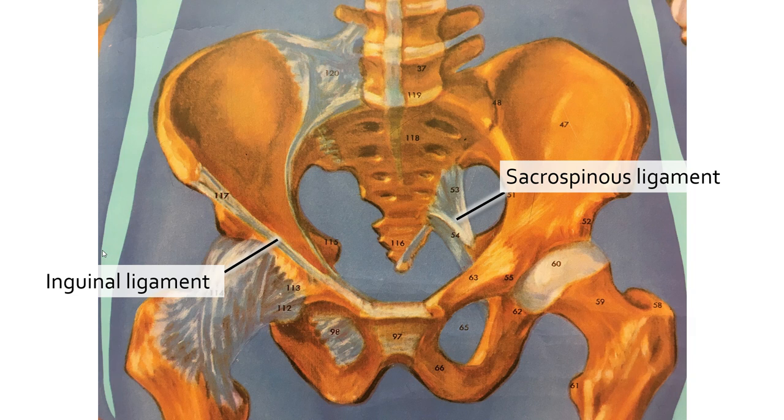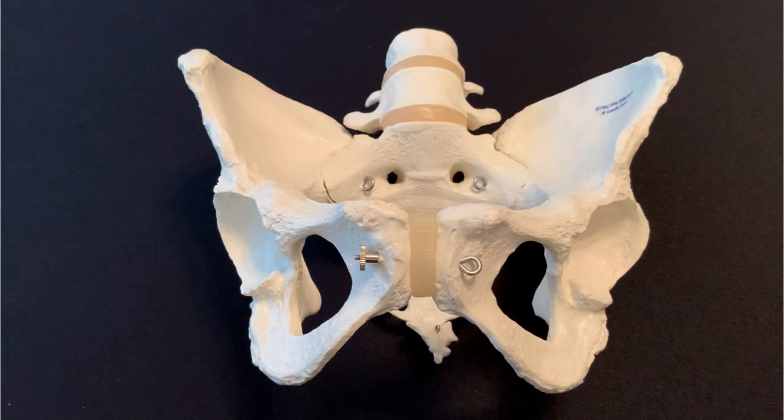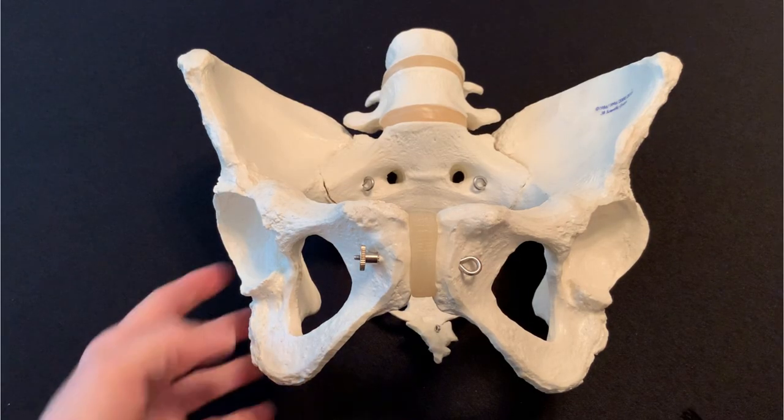The inguinal ligament attaches to the anterior superior iliac spine and to the pubic tubercle, while the sacrospinous ligament goes from the sacrum to the ischial spine in order to form a space that's bordered by that greater sciatic notch. So let's go ahead and look at where these would be located on the actual pelvis model.